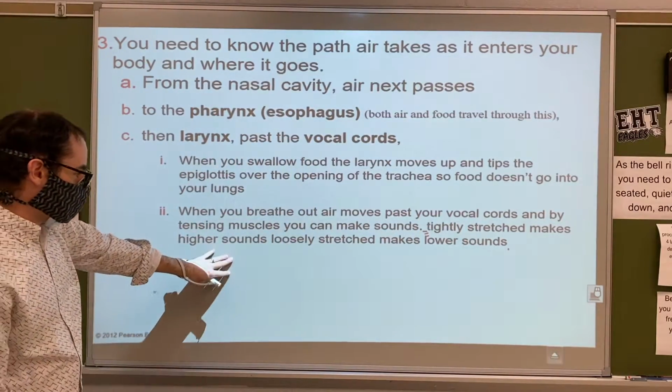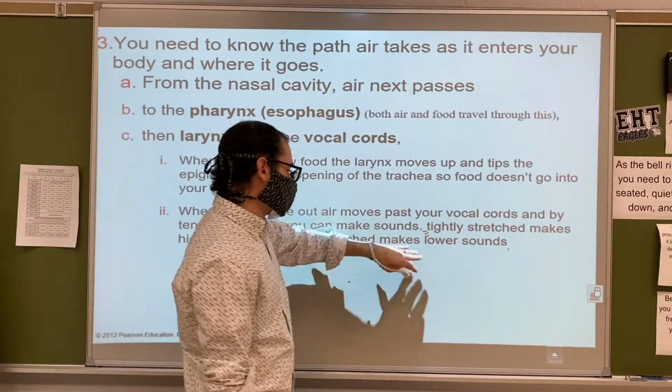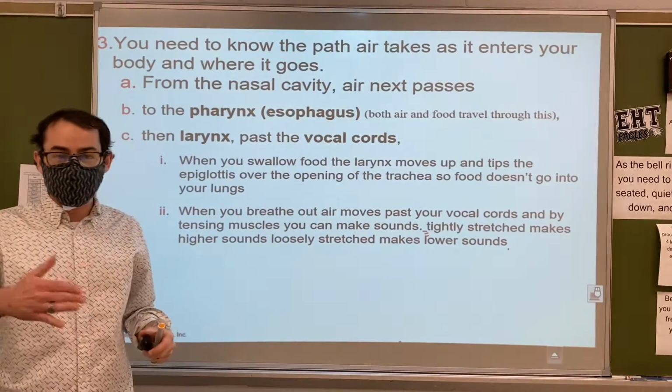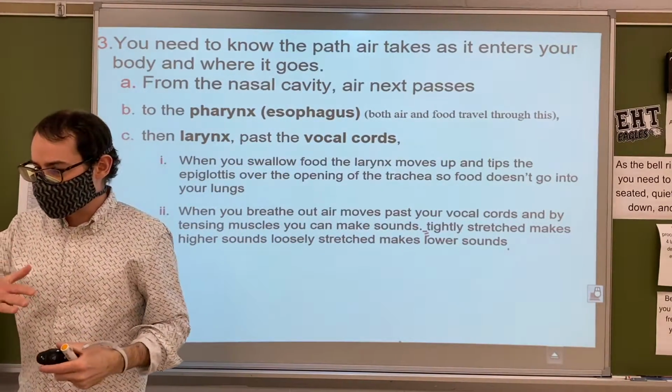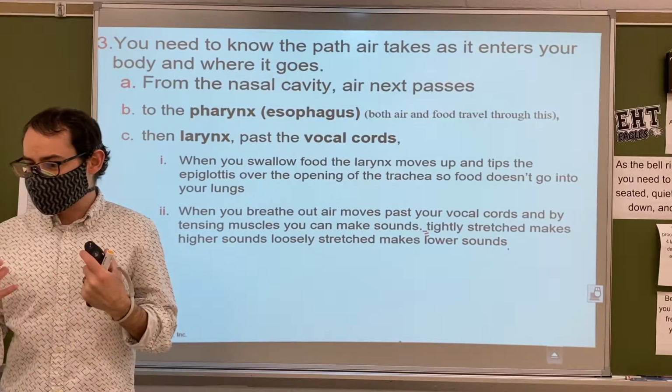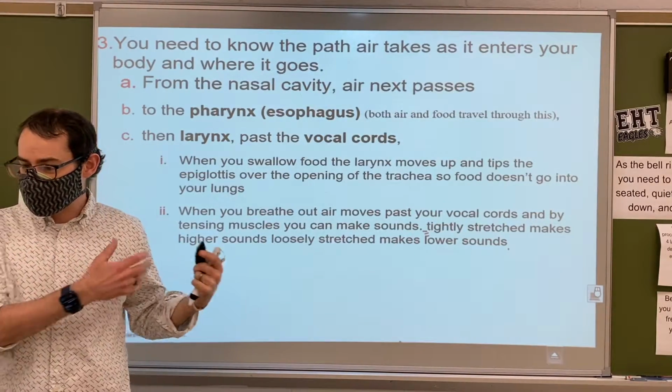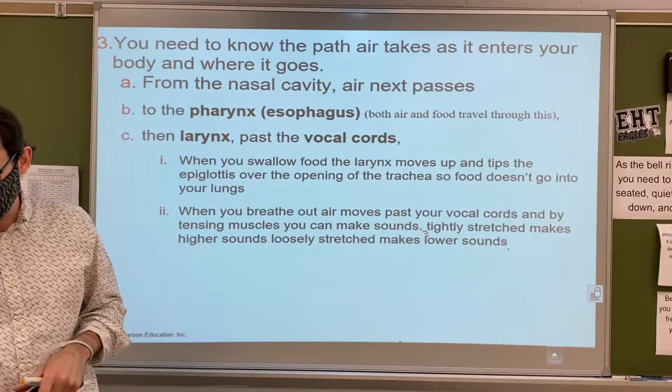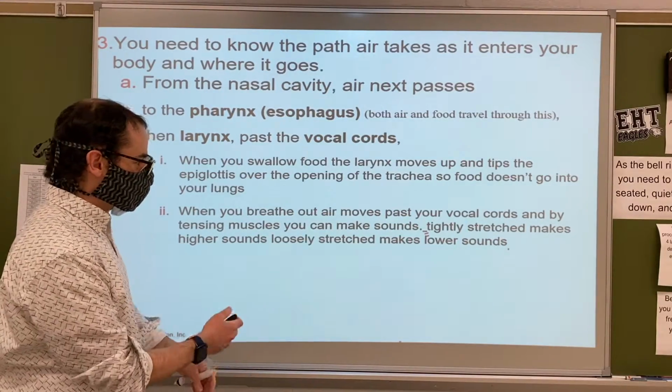So if the vocal cords are tightly stretched, it makes higher sounds, and loosely stretched, it makes lower sounds. And this is why your voice might be a certain kind of pitch, or have a certain kind of characteristics to it, because it naturally will have different characteristics from this, which is pretty interesting. So I threw it in there.